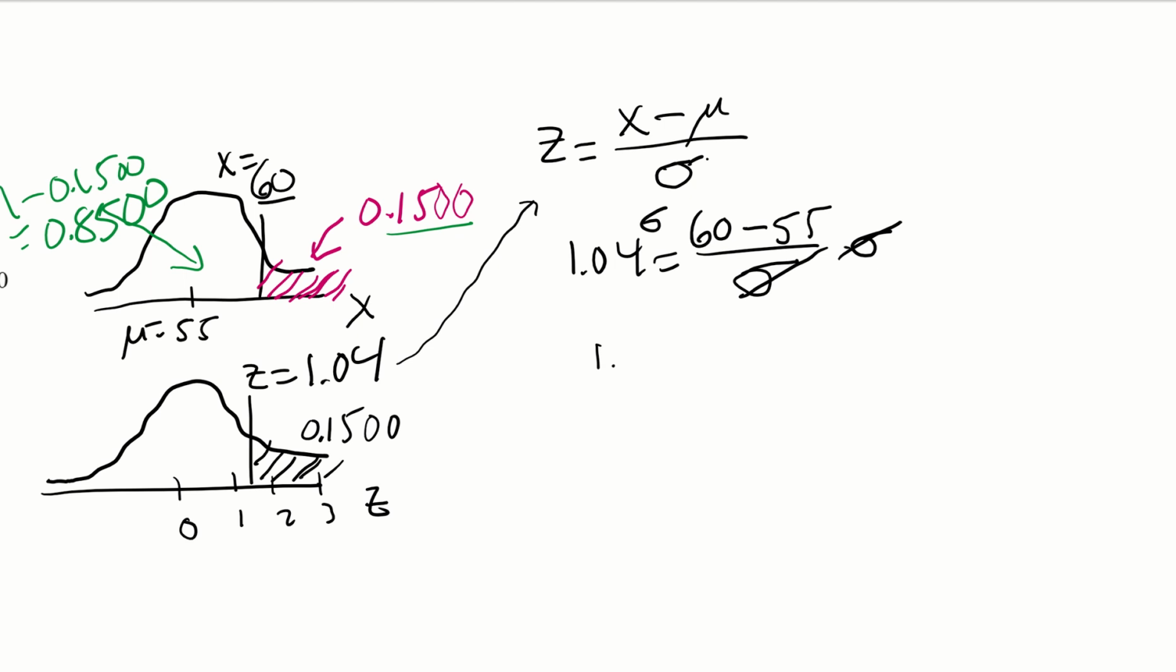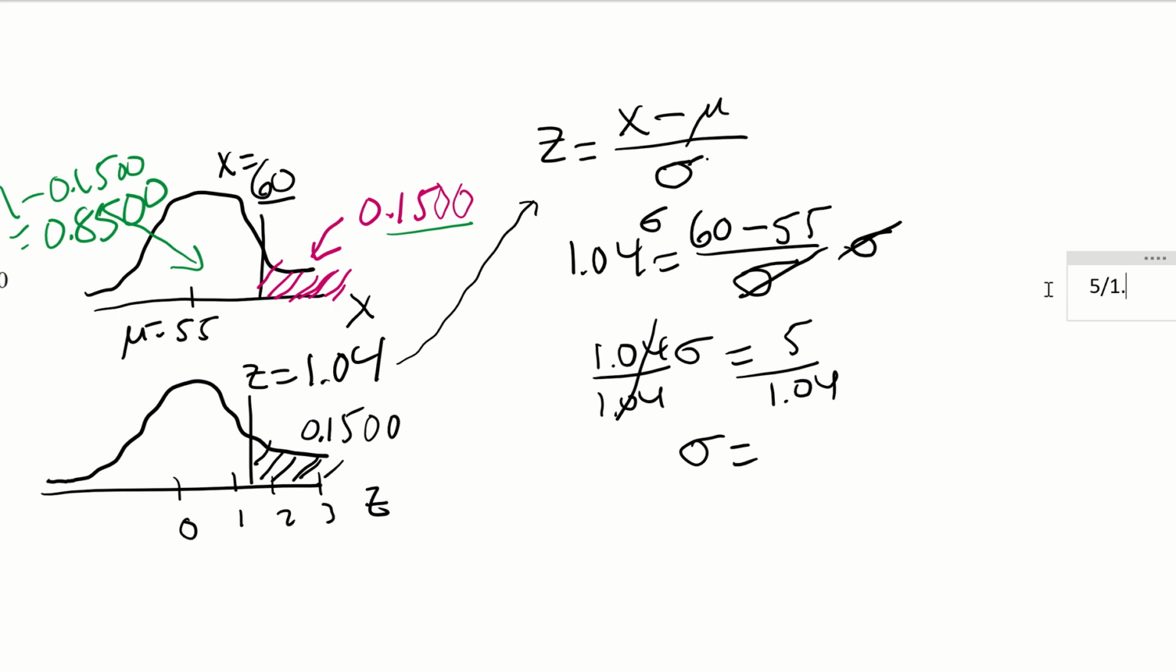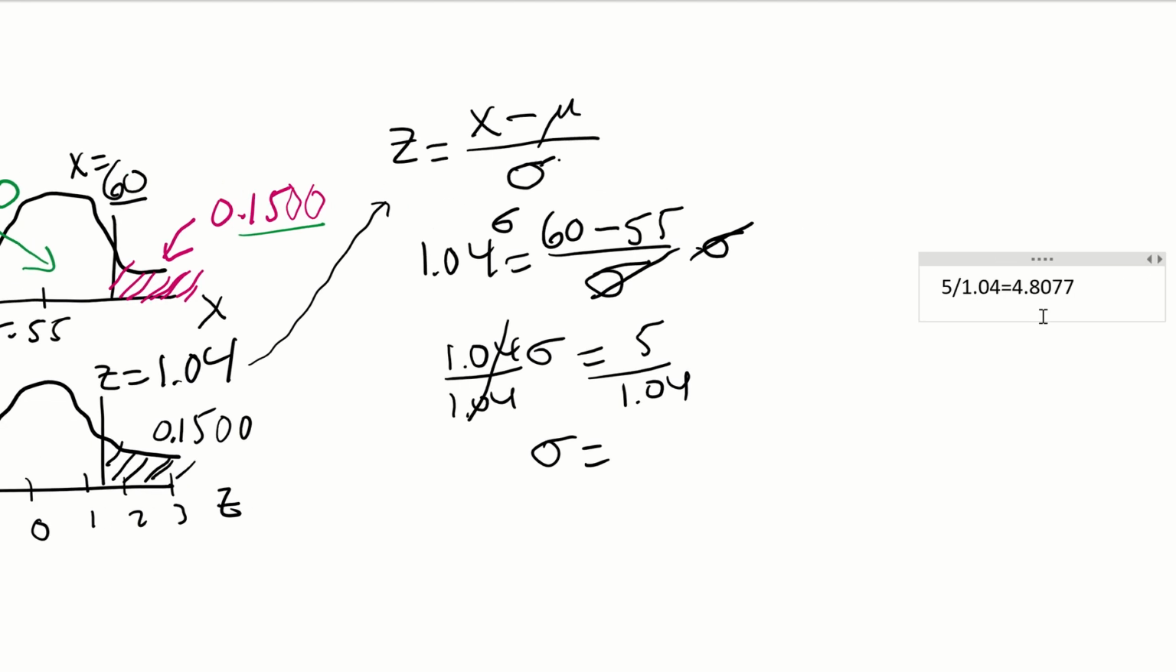So you get 1.04 sigma equals 60 minus 55, which is 5. Then divide by 1.04 to get your sigma. So we get 5 divided by 1.04. Okay, so about 4. Yeah, it looks like about 4.8. 4.8 or 4.81.